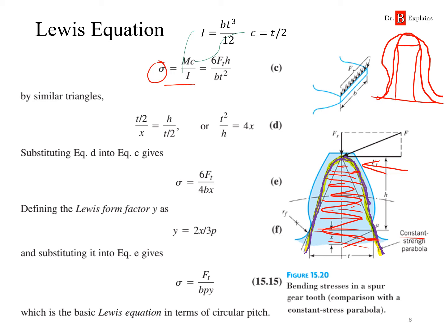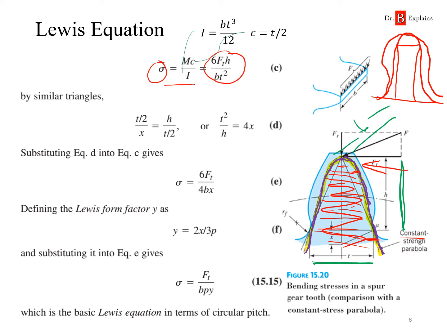Anyways, the formula for the bending stress for a constant stress parabola simplifies to something that looks like this: 6 times Ft, that's the tangential force, times h, which is the height of the tooth, that's the height over here, divided by b, where b is the width of the tooth, that's this dimension here, and then times t squared, where t is the tooth thickness, this one here.